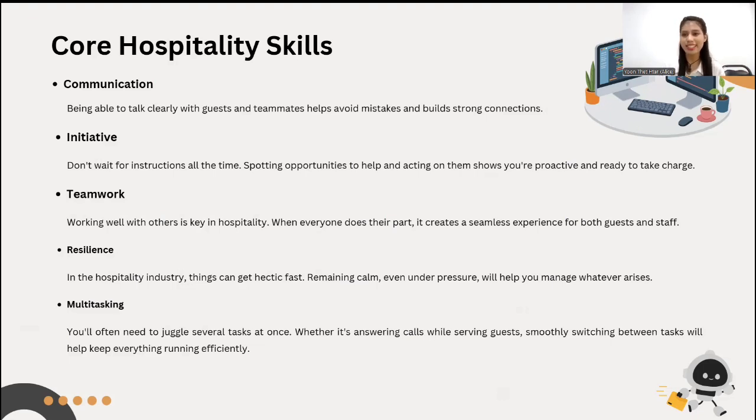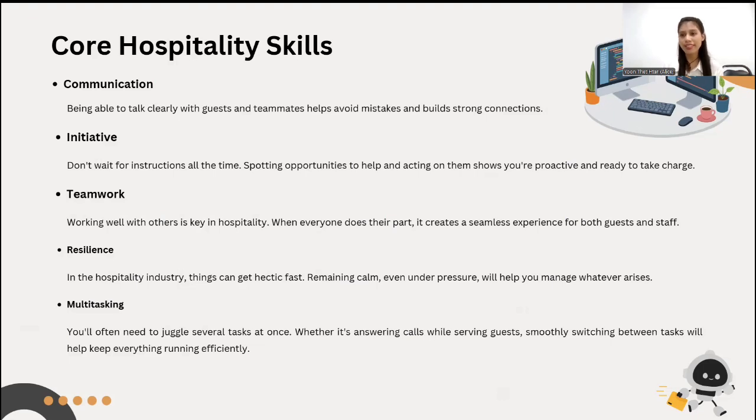And the next one is resilience, one of my favorite words because it has the same meaning as dedication. In the hospitality industry, things can be quite changing and a headache. However, you need to remain calm even under pressure because it will help you to manage whatever arises.